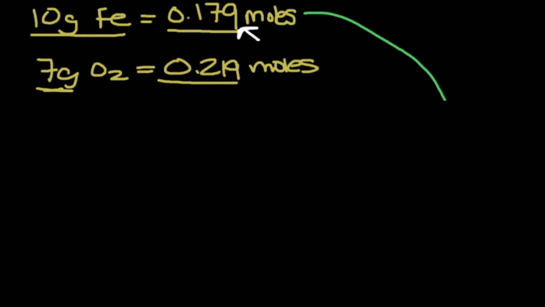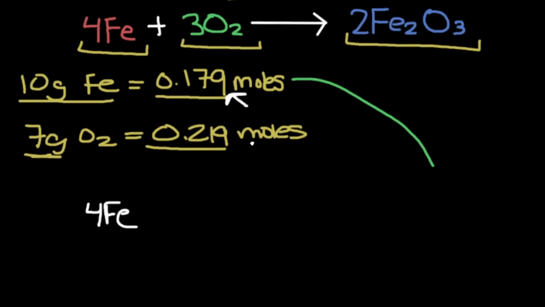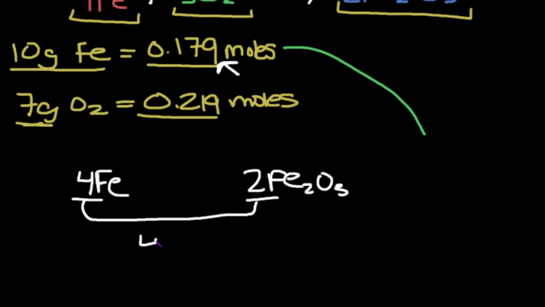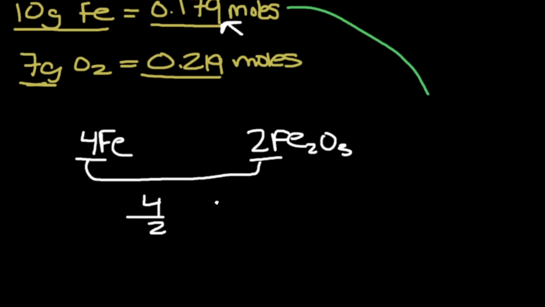So let me get this done right here. So you would have 4 Fe, and going back to the chemical reaction, you would have 2 iron oxides. So you have 4 and 2. The ratio is 4/2. And then you would have to multiply that by the moles of oxygen that you have.